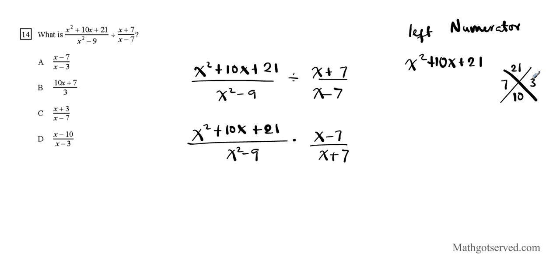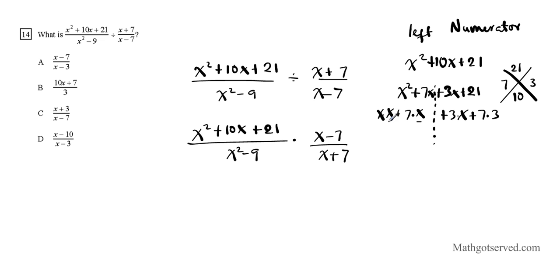7 plus 3 is 10. 7 times 3 is 21. So we have x squared plus 7x plus 3x plus 21. Break it down to standard factor by grouping. Then I have x times x plus 7 times x plus 3 times x plus 7 times 3.